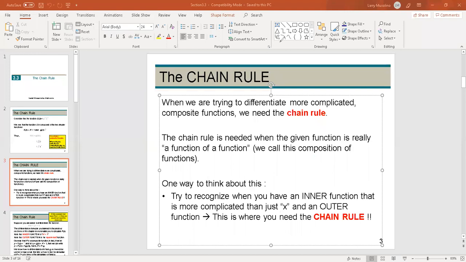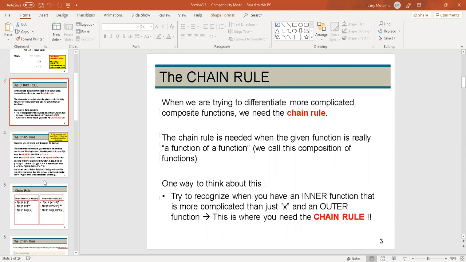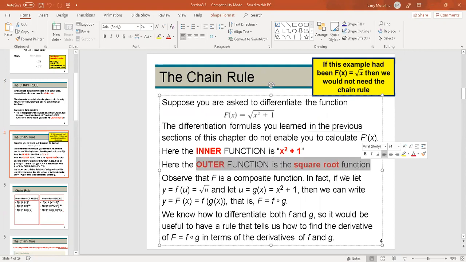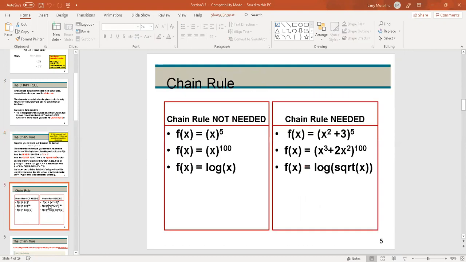All right, so go to the next slide. Again, going back to this example of the square root of x squared plus 1, here you could think of the inner function as x squared plus 1. The outer function would be that square root function. So again, we have an outer and an inner function. This is where the chain rule is going to be needed.